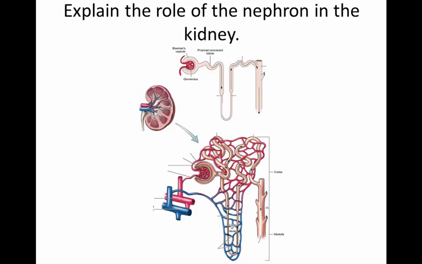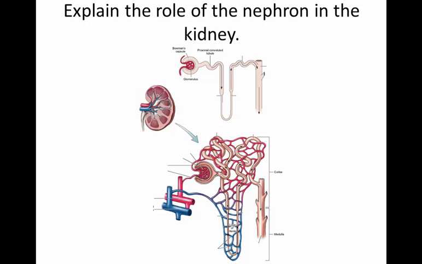It will then travel to the proximal convoluted tubule. The term proximal convoluted tubule refers to proximal, meaning closest to, in this case closest to the Bowman's capsule. Convoluted is referring to twists and turns, and so as you can see in our more complex image here, the proximal convoluted tubule is taking lots of twists and turns within the nephron.